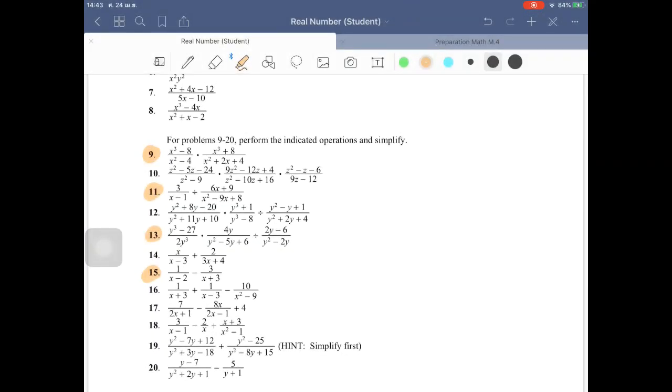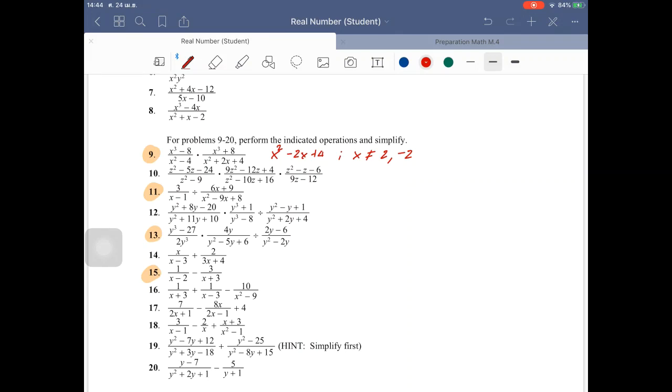Okay, question 9. What is the answer of question 9? The answer of question 9 is x squared minus 2x plus 4, but x cannot be 2 and negative 2.